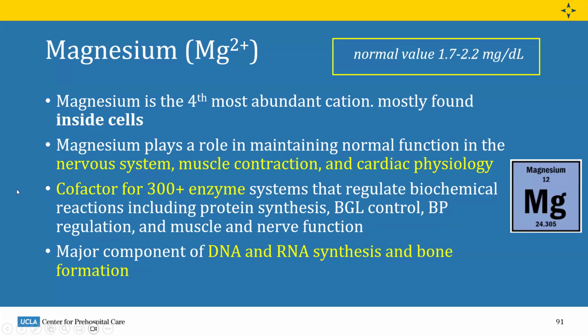And here's our last ion, magnesium, fourth most abundant, typically found inside cells. It's really important for our nervous system, muscle contraction, cardiac physiology. It's a cofactor, so it's important for around 300 and more enzymes that help regulate biochemical reactions, including protein synthesis and several other functions, right? Really important for DNA and RNA synthesis and bone formation. So magnesium has a lot of important features.